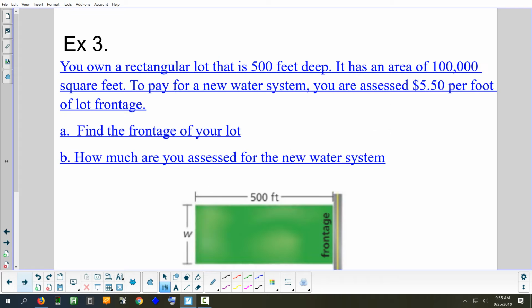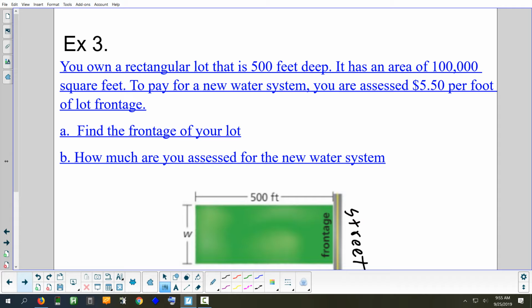All right, let's look at this one. I think you already have this printed and you have the diagram, so that kind of helps out. It says you own a rectangular piece of land, and your house is right here. This is the street over here.